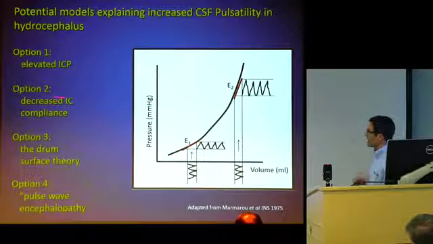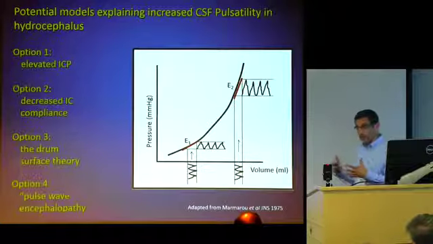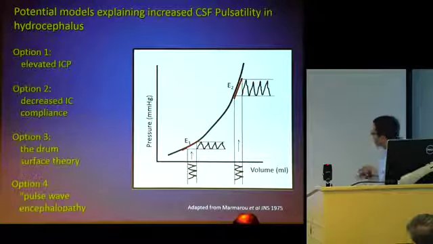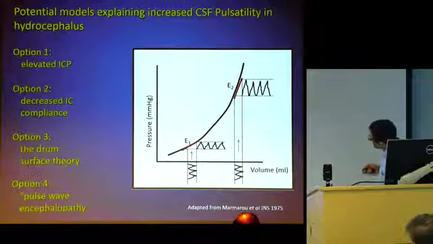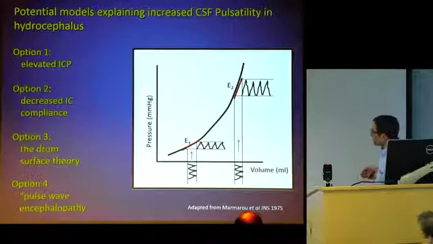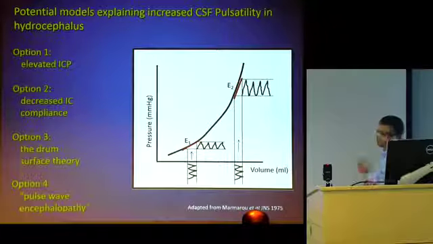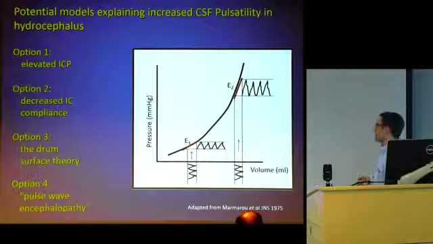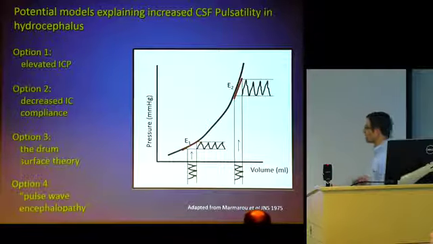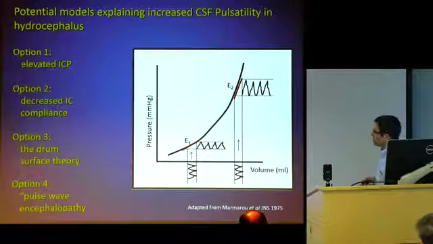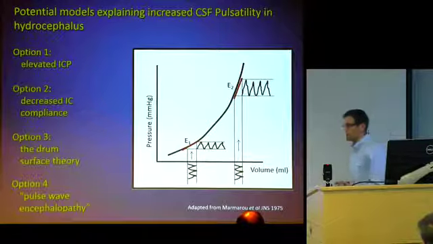The same thing is going to happen if you decrease the intracranial compliance. You change the compliance of the tissue itself, and that's going to shift this curve. It's going to make the curve steeper, and therefore at the same pressure, because it's steeper, it's going to give you higher pulsations. But again, it's not necessarily fundamental pathology. A third option that people have talked about is the drum surface theory, right?